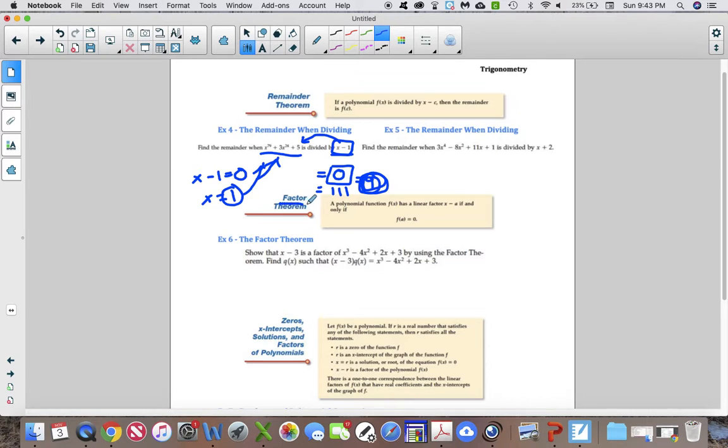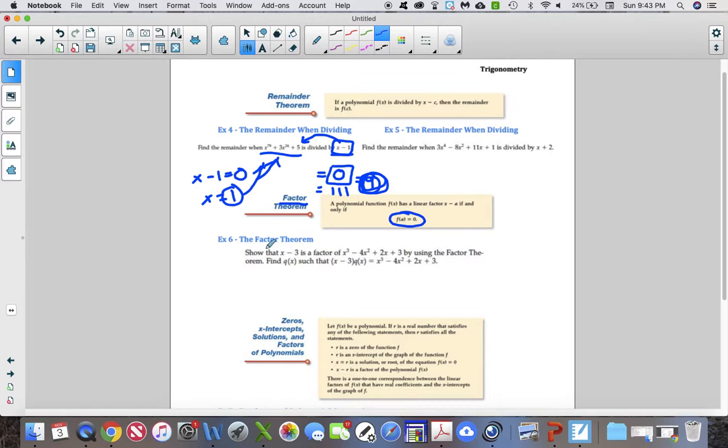That's what the factor theorem says. In order for this guy to go in there evenly, he has to have a remainder of 0, right? Like the number 2 does not go into the number 13 because it has a remainder, but it does go into the number 14 because it has a remainder of 0, or no remainder. So we're looking for that remainder to be 0 in order for it to be a factor.